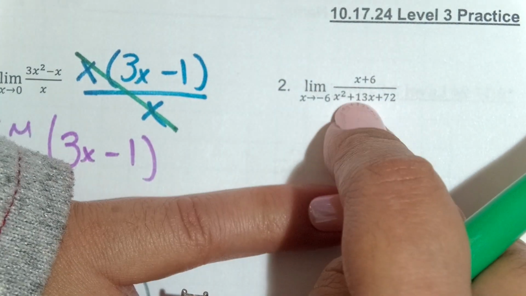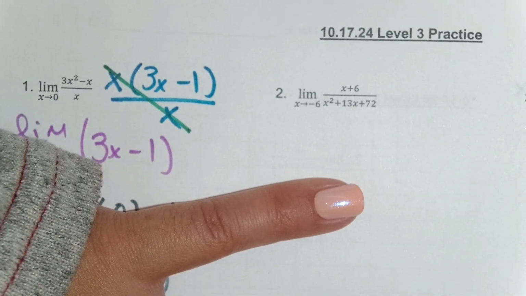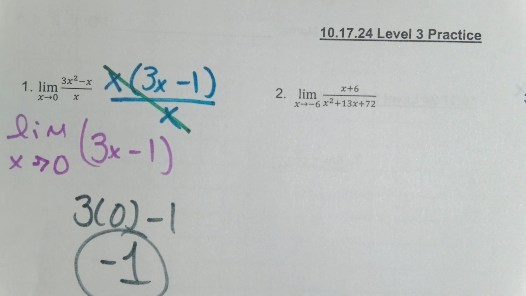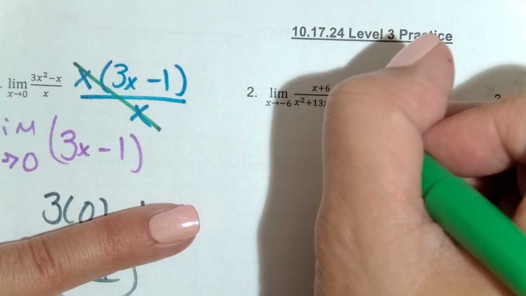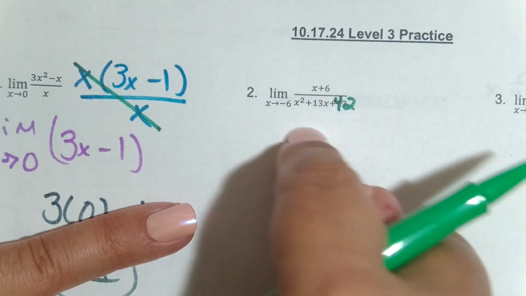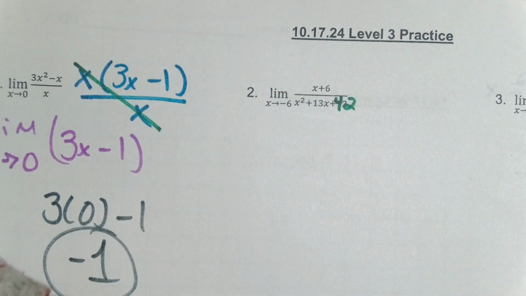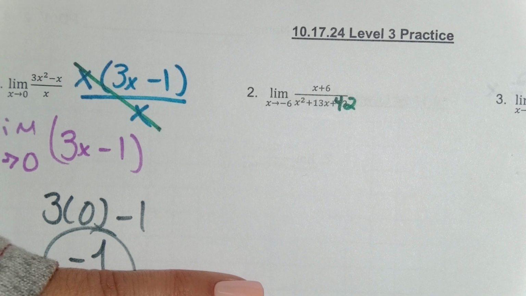But let's look at our denominator. Oh, wait. I'm on the wrong... I might as well just do this side. This one should be 42. Can we change this, please? 42. Change that to 42. Okay.